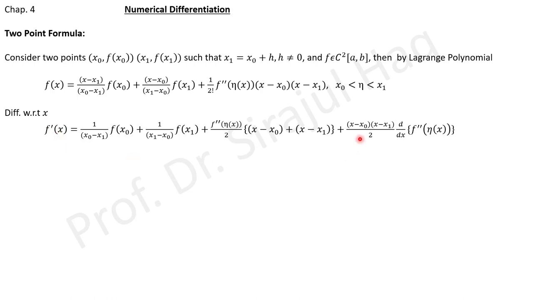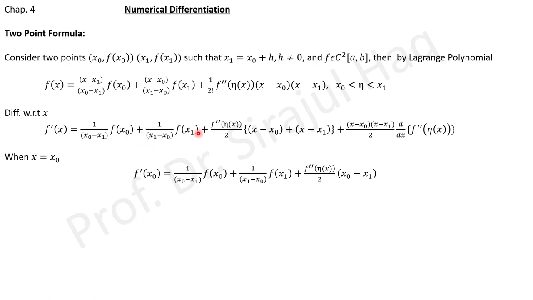But when I replace x by x0 and x by x1, this portion which creates the problem for me becomes zero. So I can conclude that we can find the derivative of the function at the data points. So when I replace x by x0, what will happen to this expression? This will be f prime of x0. F of x0 divided by x0 minus x1, this is constant, so I don't need to replace any value.